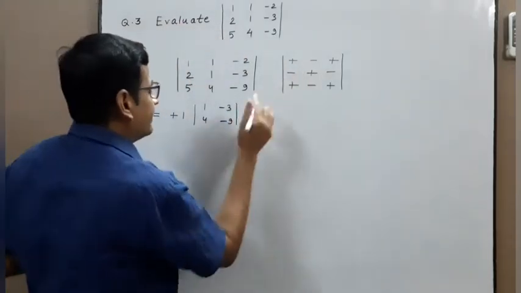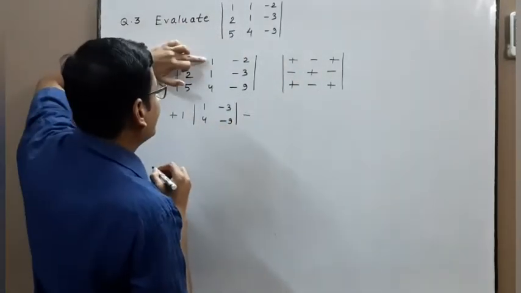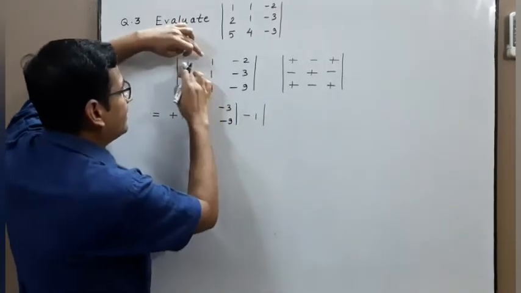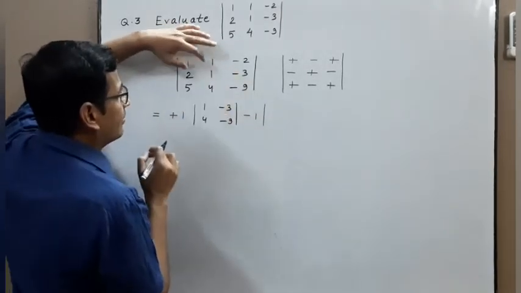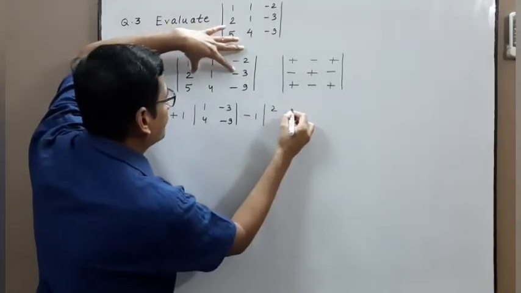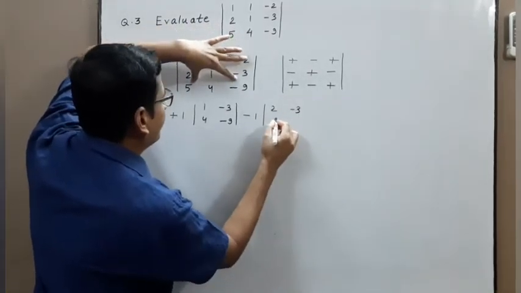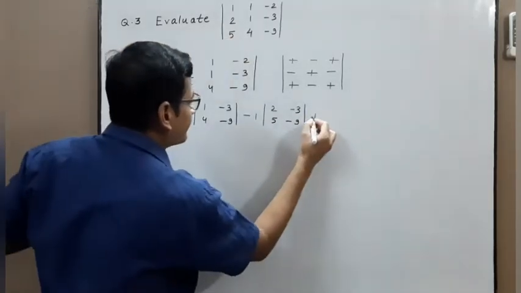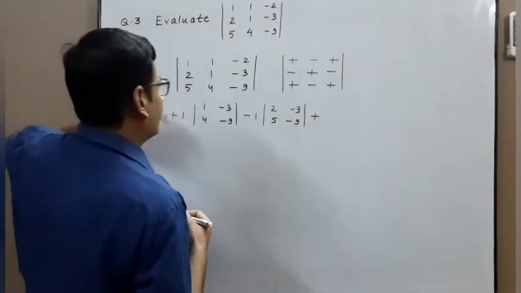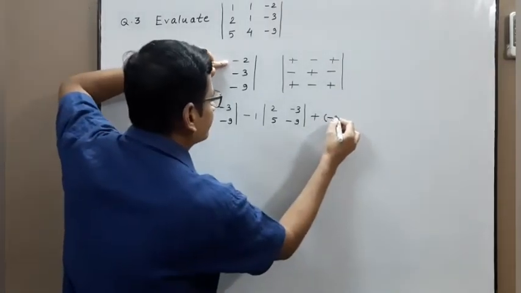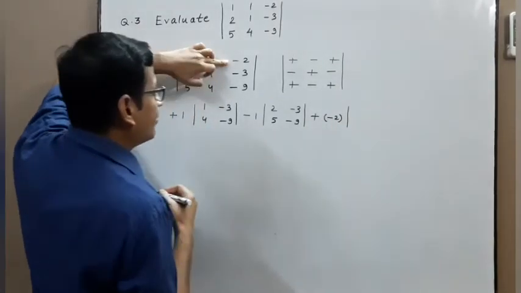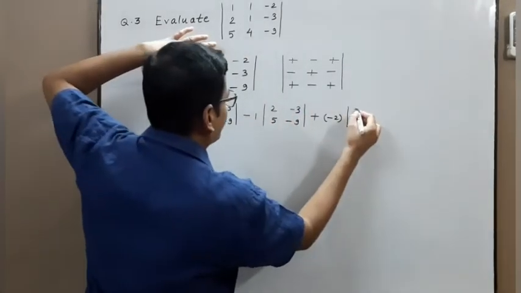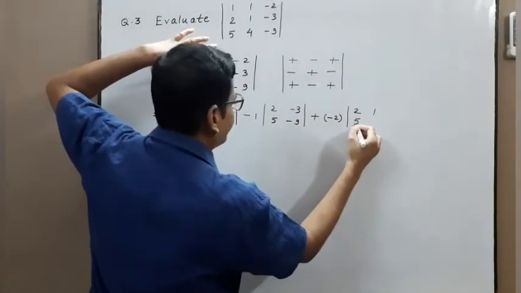After this write the minus sign and this element into the determinant obtained by eliminating the first row and second column. So write these 4 elements: 2, minus 3, 5 and minus 9. Then plus sign. Then write minus 2 into the determinant obtained by eliminating the first row and third column. So write 2, 1, 5, 4.